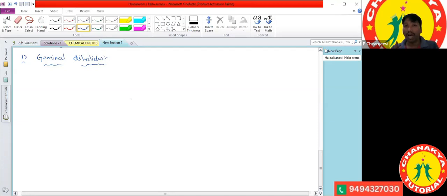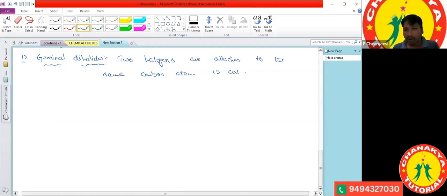Geminol dihalides means two halogens are attached to the same carbon atom. Two halogens attached to the same carbon atom is called geminol dihalides. It's called geminol dihalides.